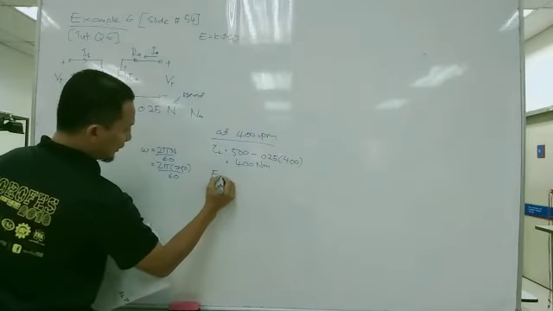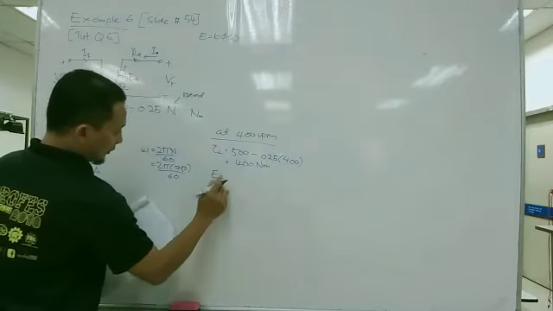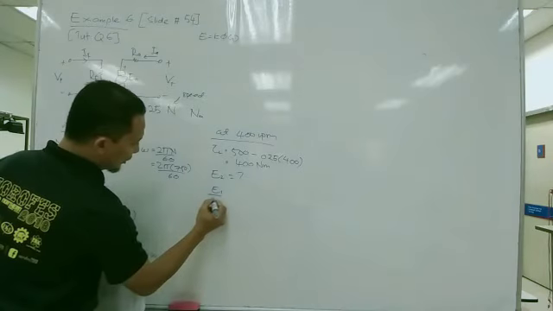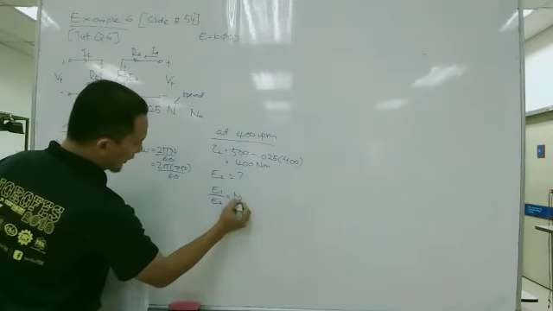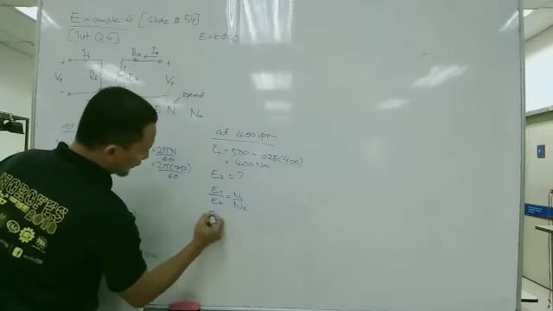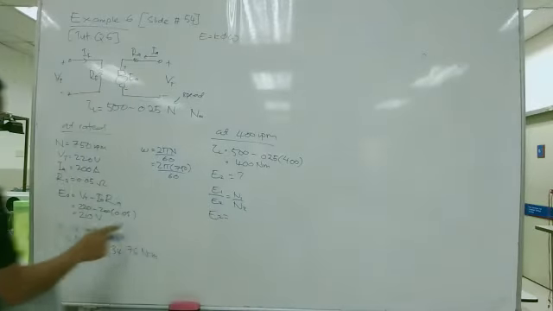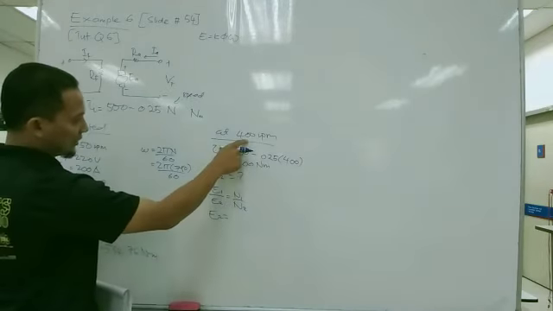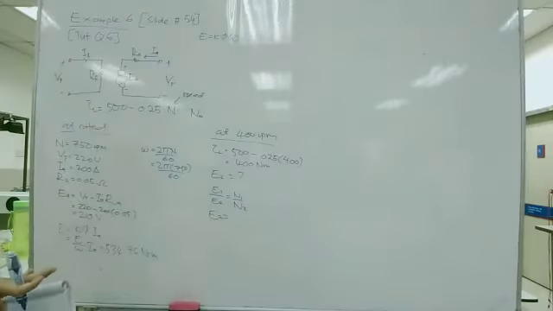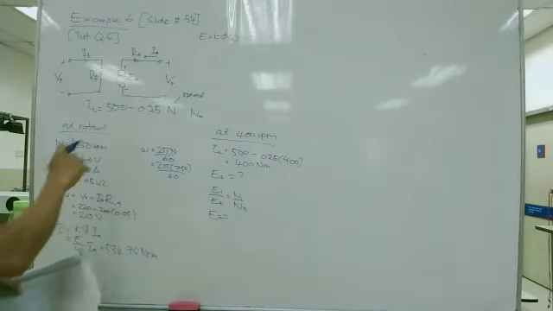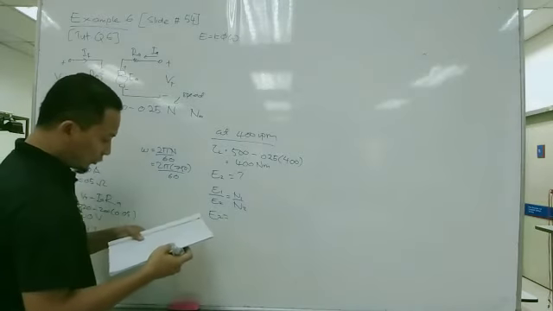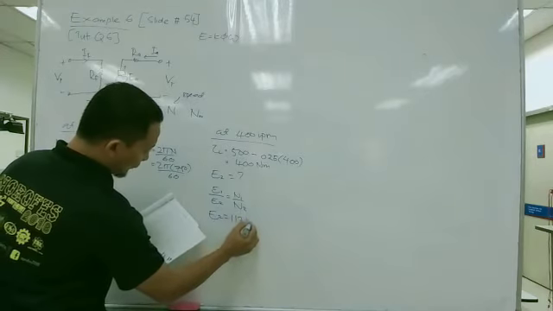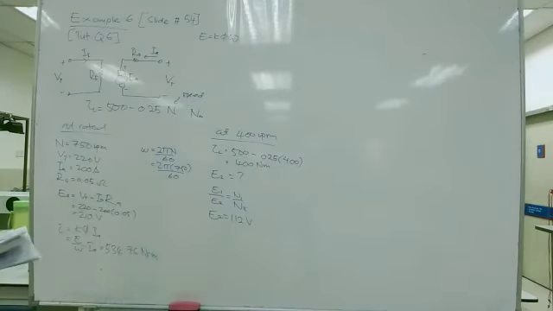And then E2 equal to, how to find E2? We can use this equation, E1 per E2 equal to N1 per N2. So E2 equal to, E1 is 210, N1 is 750, N2 is 400 RPM. Flux is constant, because we control the speed by terminal voltage control. So E2 you will get 112 volt.